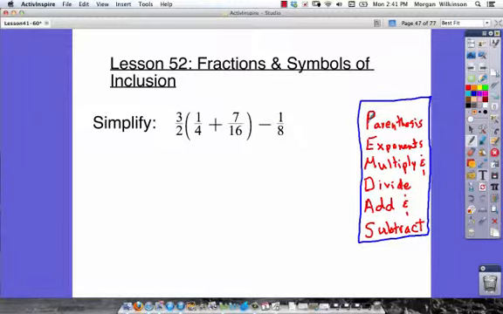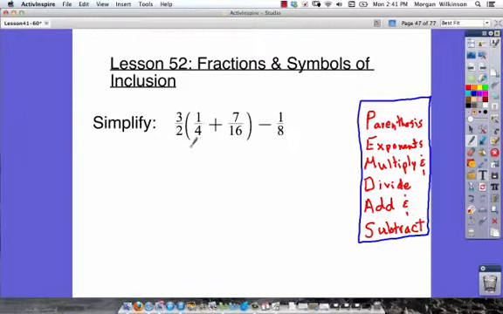Please excuse my dear Aunt Sally. Or parentheses, exponents, multiply and divide, add and subtract. That always tells us what order of operations we do any type of problem in. So, we need to do everything in parentheses first. So we're going to get 1/4 plus 7/16.